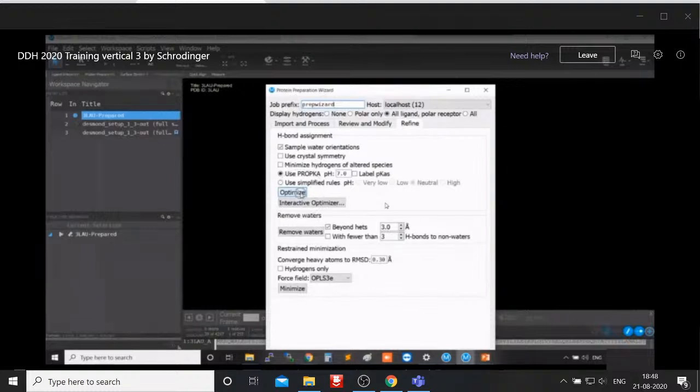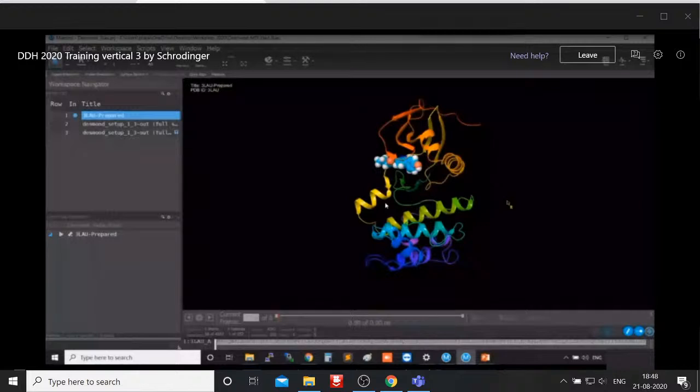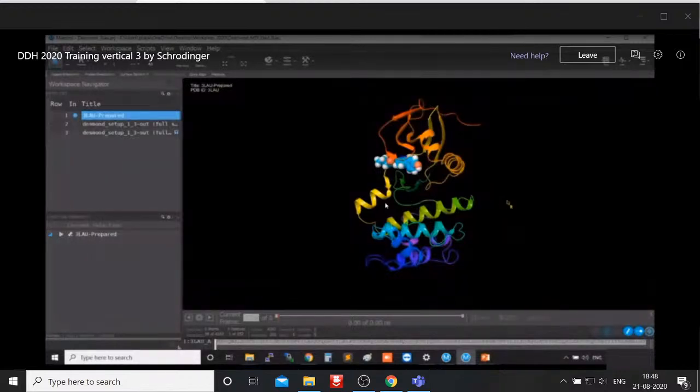So second click is on the optimize button, and third click is on minimize the structure. So just by using three clicks, you will have your system prepared. You always need to remember one thing: whenever you have a protein structure or protein-ligand complex, you always need to prepare your protein structure using the Protein Preparation Wizard.